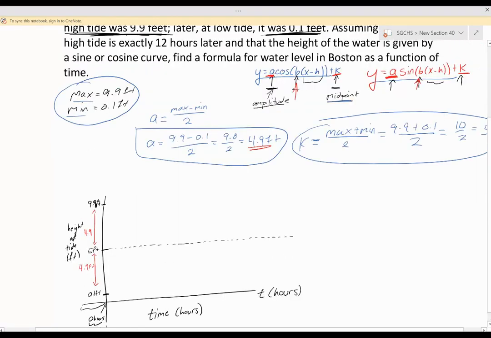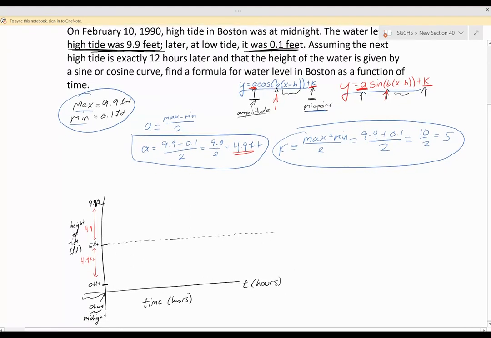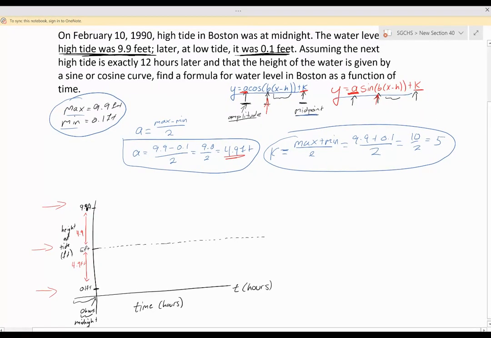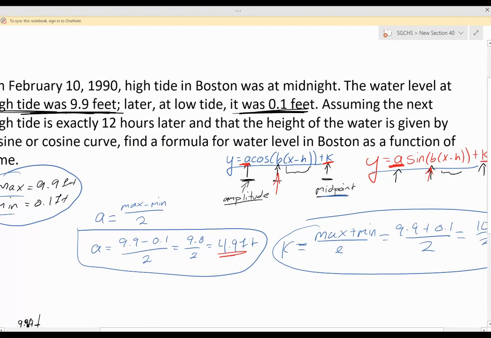Now whenever you're dealing with real world problems or word problems, when you're trying to graph or form an equation, your y-intercept is usually either a maximum, a midpoint, or a minimum. Not always, but 90% of the time it's useful to graph it, saying that's where our y-intercept is.